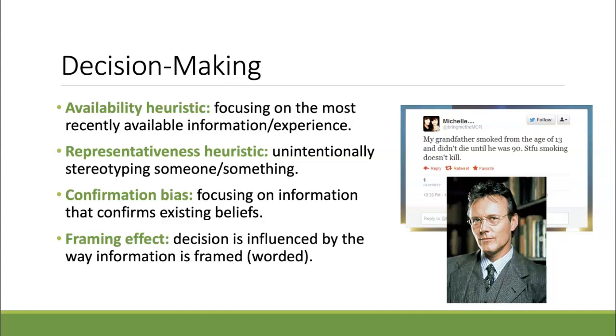So first of all, we have the availability heuristic. So focusing on the most recently available information or experience. Basically, this is the tendency to make a decision based on an example, information, or any kind of recent experience that is readily available to you or easily brought to mind. Okay, hence availability heuristic. Even though it may not be the best example to inform your decision.